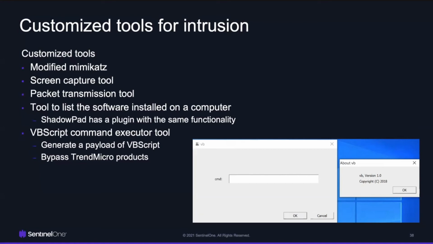In addition, we found a VBScript command executor tool builder which can generate a VBScript payload with built-in techniques to bypass Trend Micro products. Most important of all, why do we think ShadowPad sells plugins? Because we saw this case. Tick decided not to buy the full version of it, and they decided to create the tool by themselves.